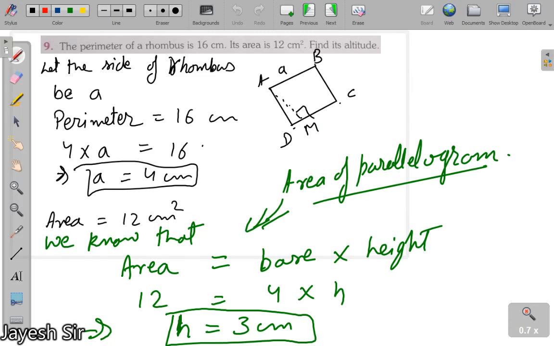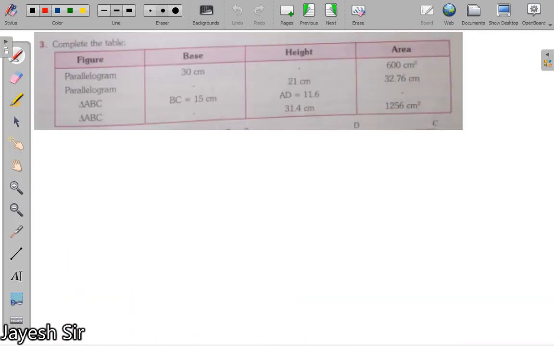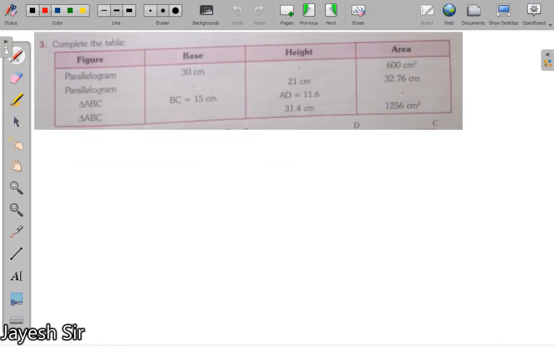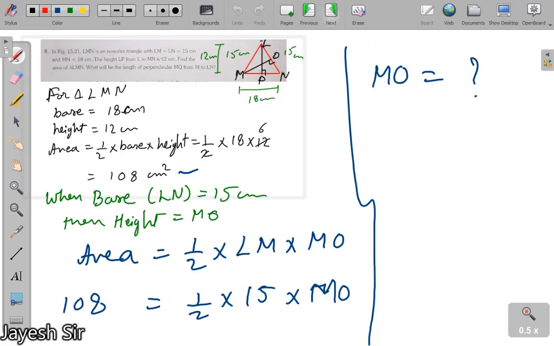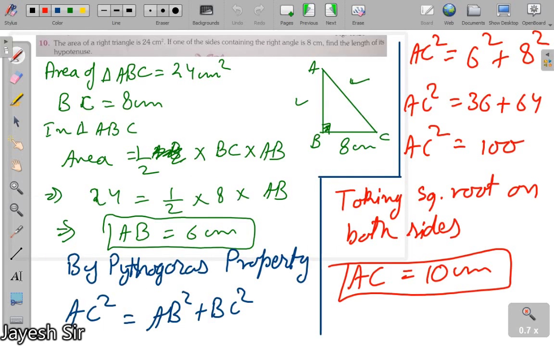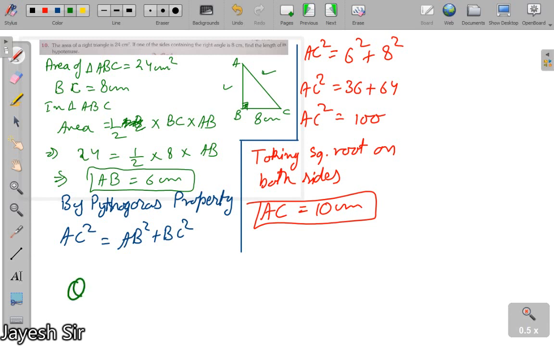Now there are a few questions remaining in this exercise, so I will leave those questions to you. You have to do question number 1, 2 and 3 by yourself. If you encounter any problem, kindly contact me in your homework copy. Secondly, you have to do question number 9 and 10 in your homework copy as well. So what will be the homework for this exercise? Question 1, 2, 3, 9 and 10. If you have done more questions, then it's okay, no problem, but at least you have to do these questions from your book in your homework copy.